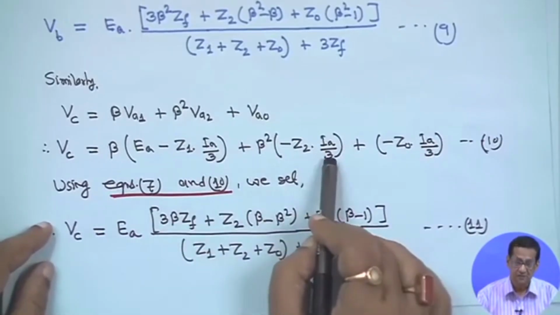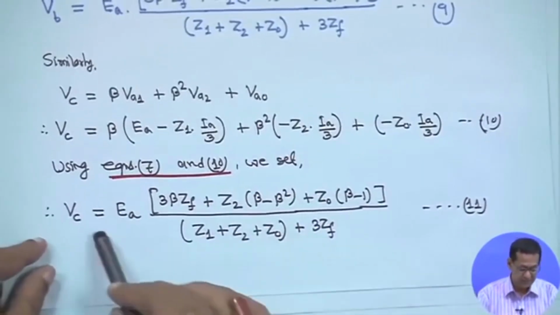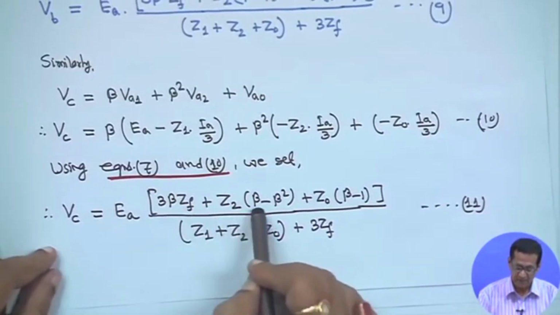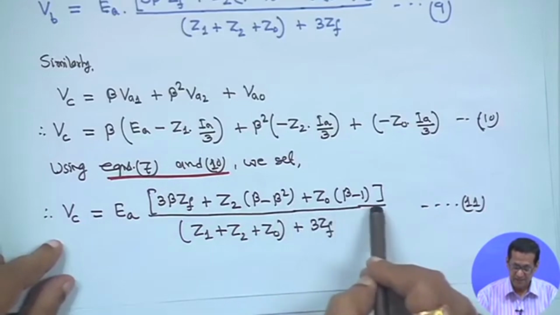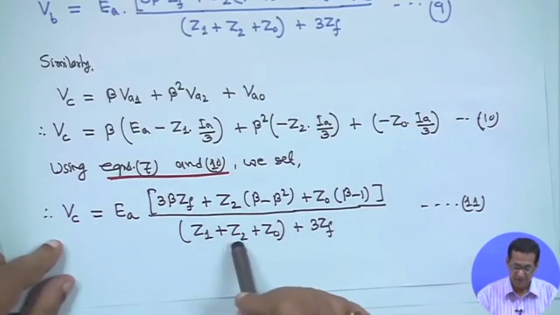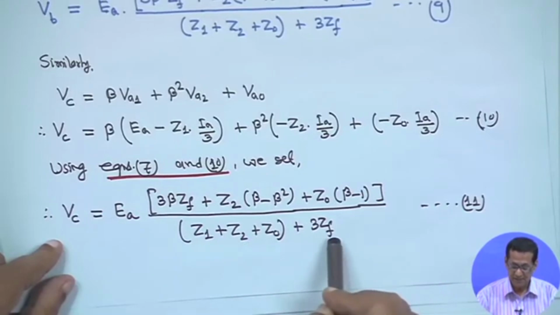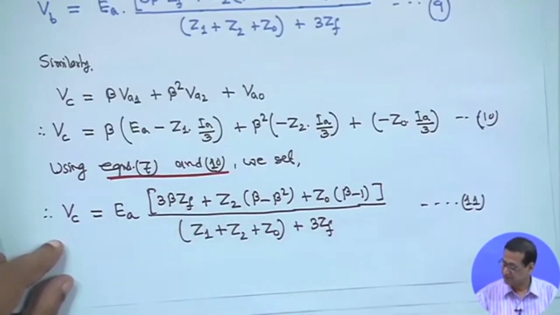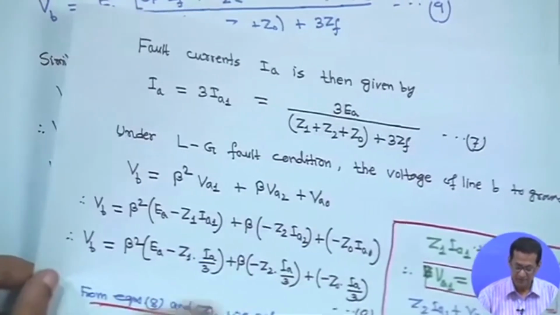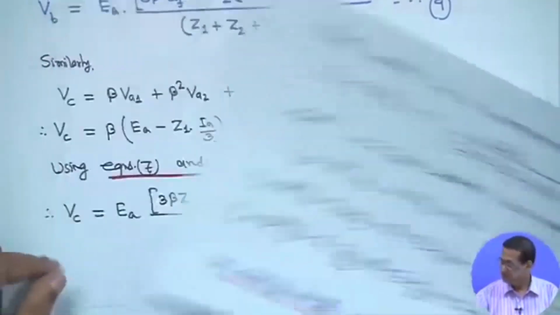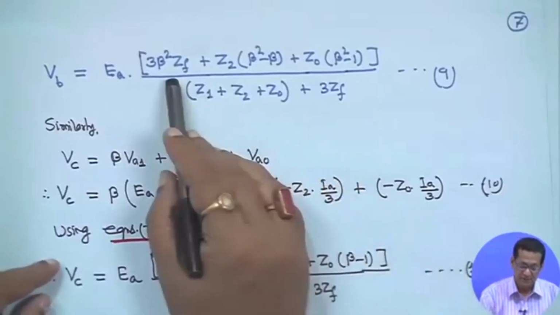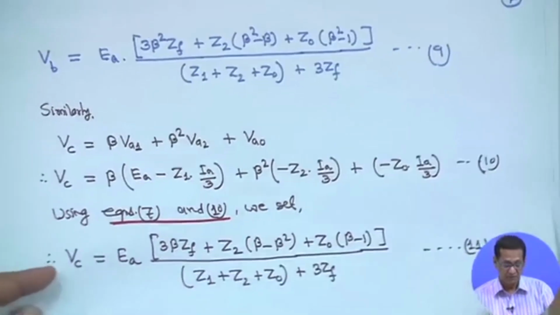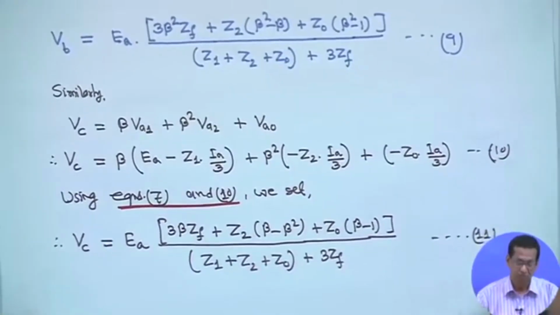So, equation 10, here also you substitute the expression of IA from your equation 7. If you substitute expression of IA and simplify, then you will get VC is equal to EA into 3 beta ZF plus Z2 into beta minus beta square plus Z0 beta minus 1 divided by Z1 plus Z2 plus Z0 plus 3 ZF. And if fault impedance is 0, then this term will be dropped from this equation 11. Similarly, if fault impedance is 0, then from this equation also this term will be dropped. If ZF is equal to 0, this will be dropped, right. So, that is for the single line to ground fault.